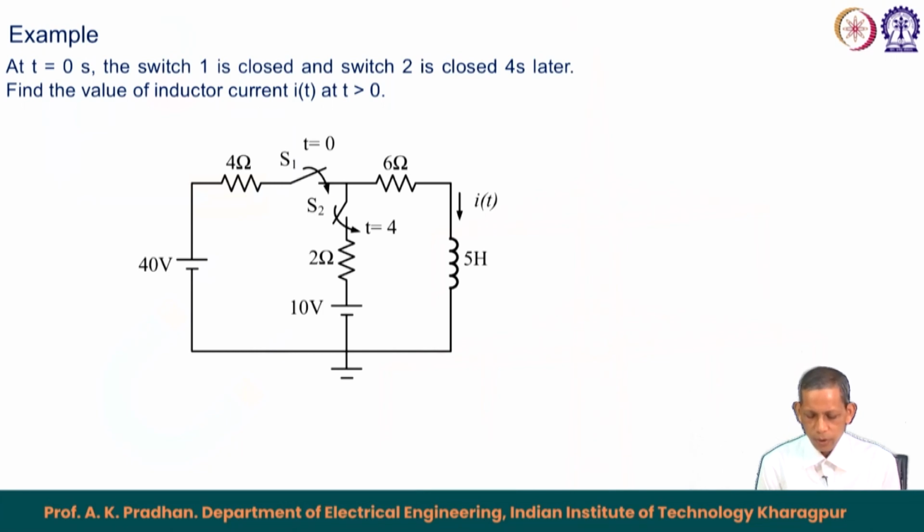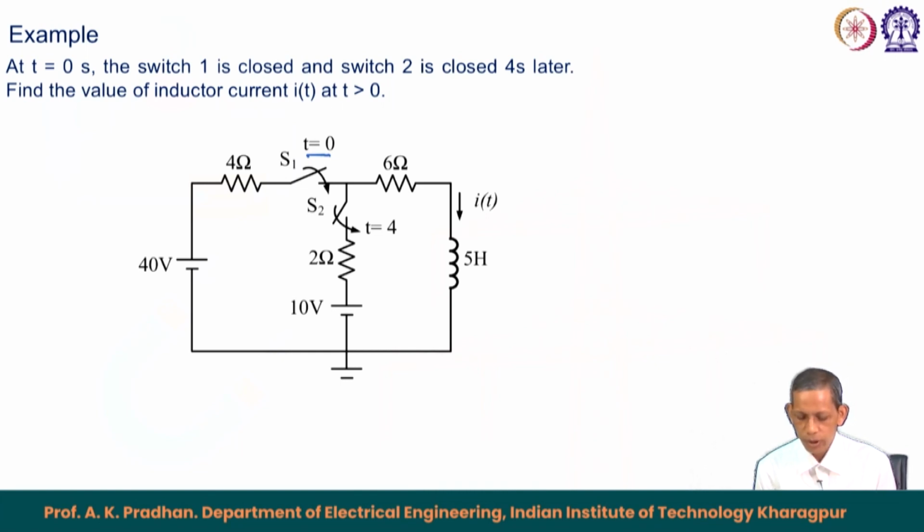The next example has two switches. Unlike all earlier examples, where we observed only one switching event, now we have two switches. Switch 1, S 1, operates at t equals 0 second, and switch S 2 operates at t equals 4 second. Both are being closed one after the other: switch 1 is closed first and then switch 2 is closed after a gap of 4 second.